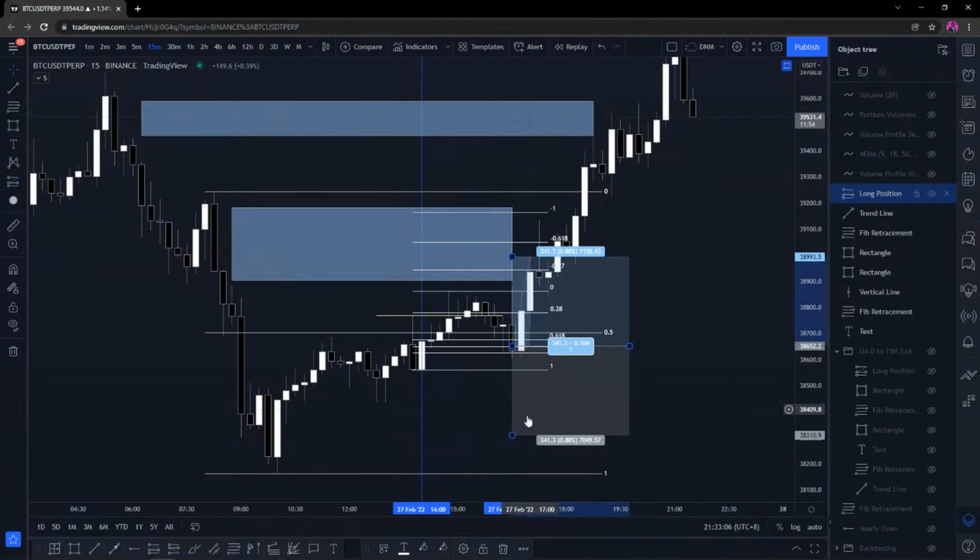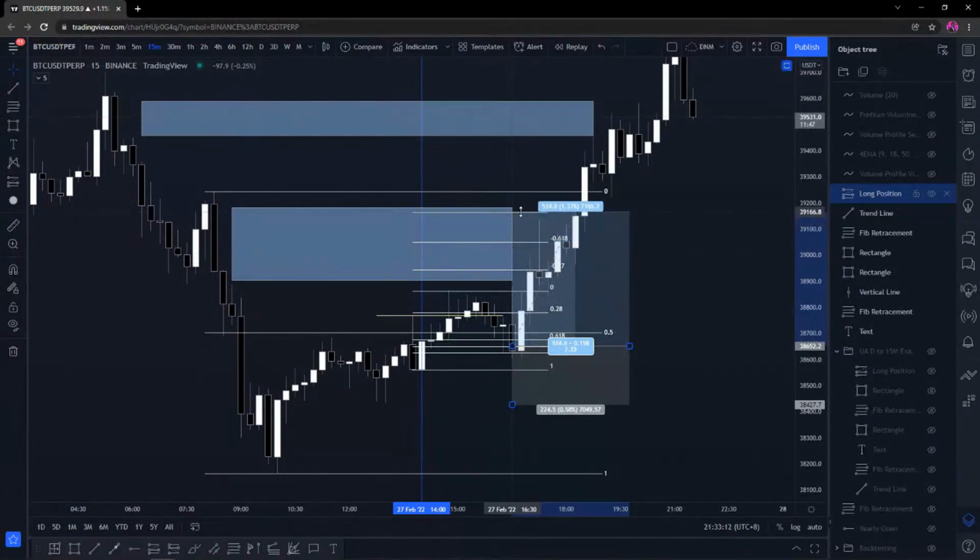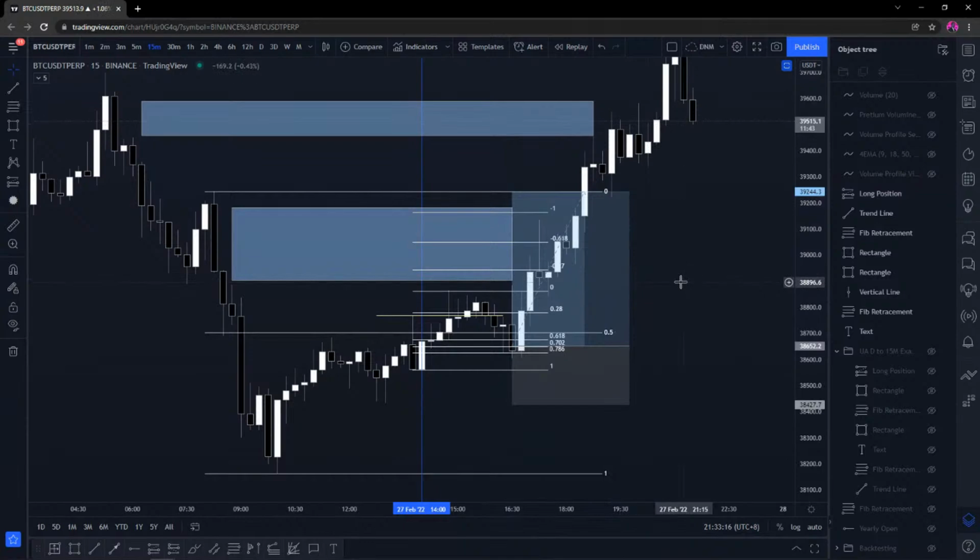So let's say you enter there, right? You don't put your stop there because that's asking for trouble. Let's say you put it there, and then you look to close that fair value gap or the range high, then you've got 2.64R. So there's a couple of little tricks there as well.